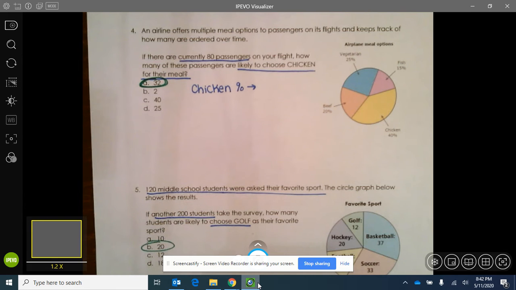Hello and welcome back. We are going to finish going over questions 4 and 5 from the Check for Understanding Google form that you completed. So questions 4 and 5 deal with circle graphs. Let's take a look at number 4.